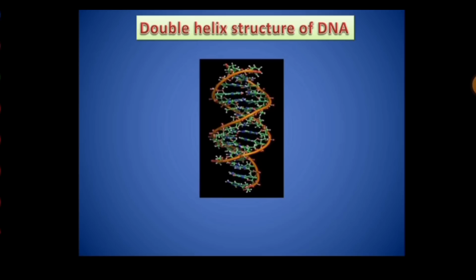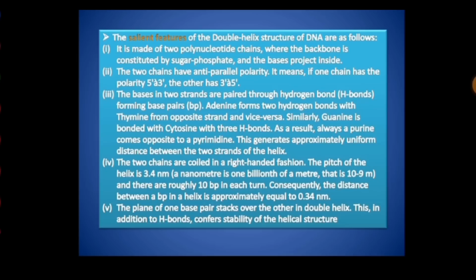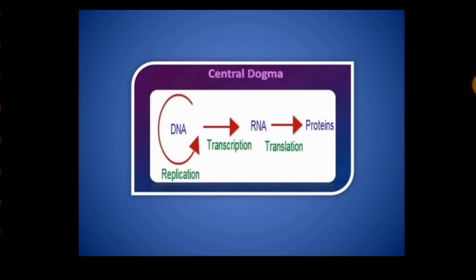Hello children, good morning. Yesterday we discussed the double helix structure of DNA and its different salient features, right? Francis Crick also proposed the central dogma in molecular biology, which states that genetic information flows from DNA to RNA and then from RNA to proteins, right?